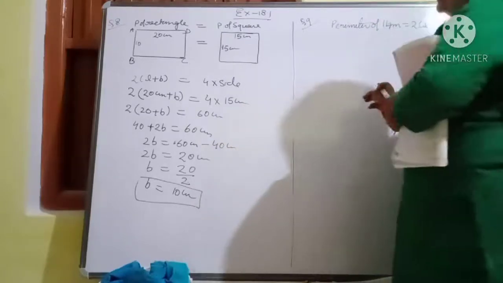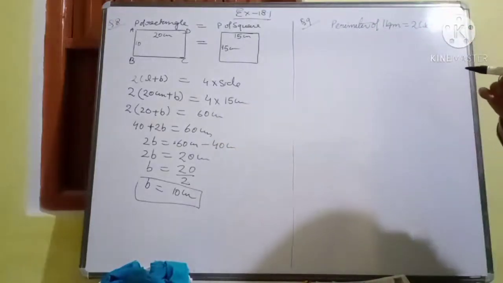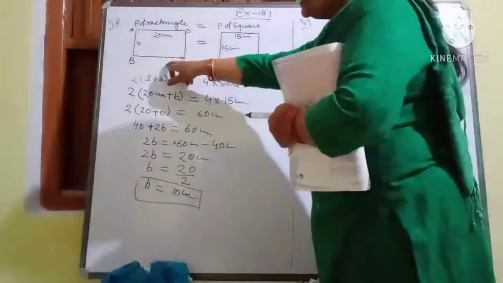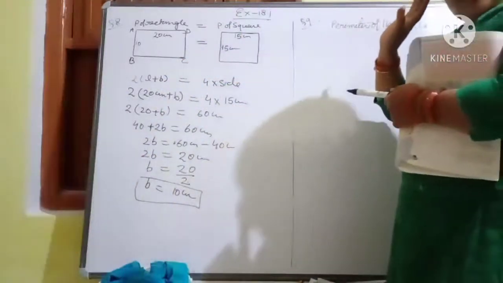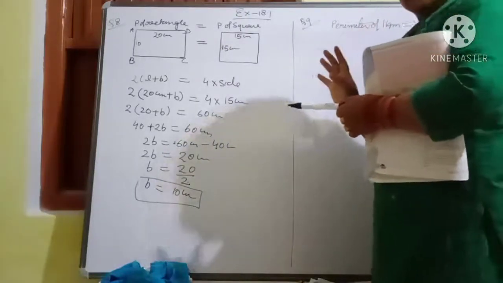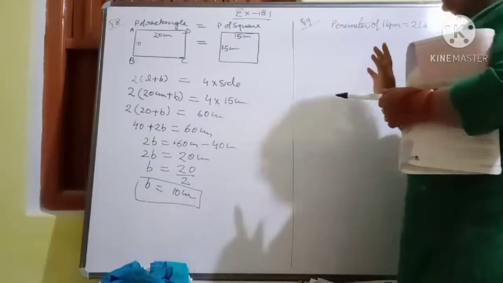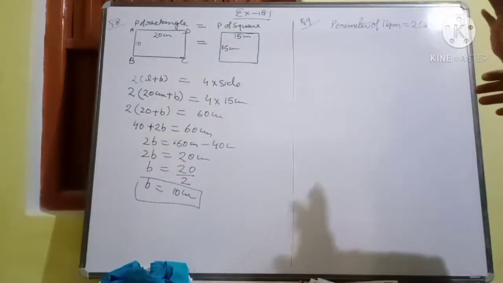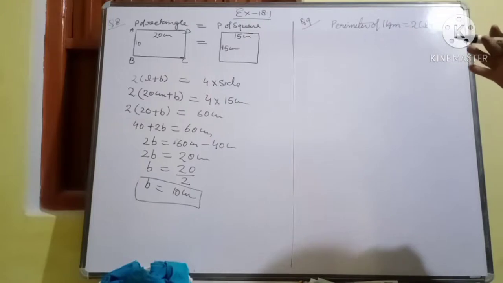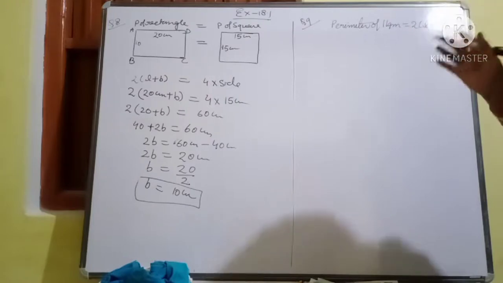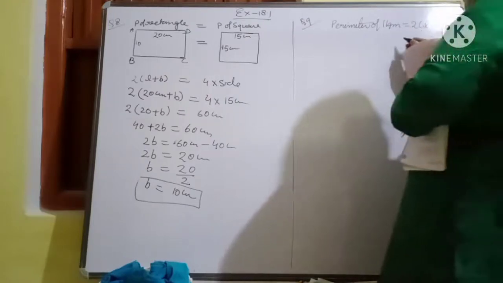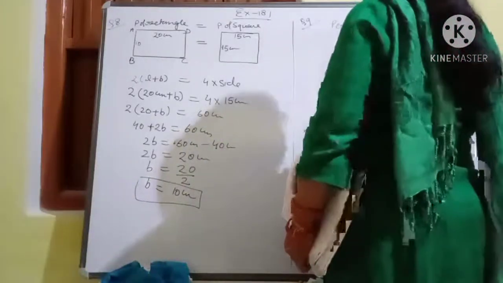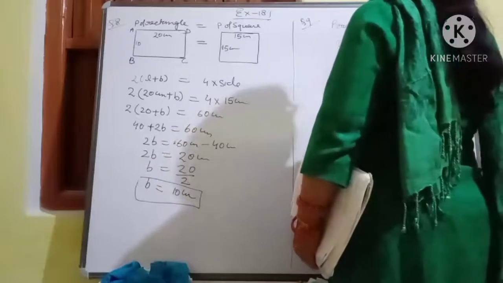What is the difference between the rectangle and the parallelogram? In a rectangle, all the angles are equal to 90 degree, and in a parallelogram, all the angles are not equal to 90 degree. Otherwise, the rest of the conditions are the same, meaning opposite sides are parallel and equal in a rectangle also and in a parallelogram also. Okay, so suppose the length is equal to 16 centimeter, and we have to find the breadth.